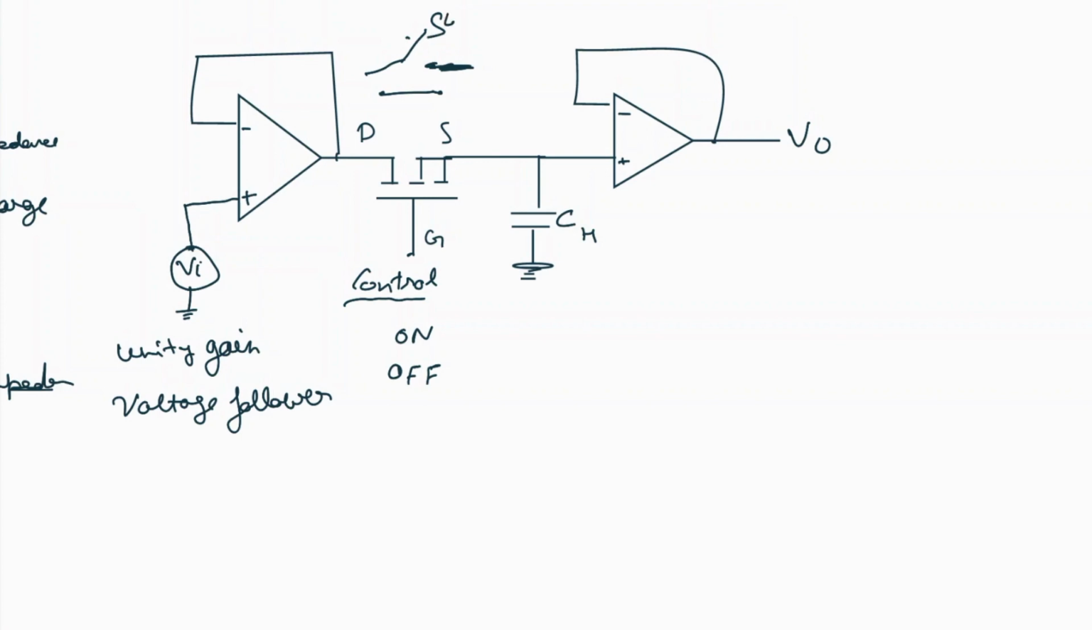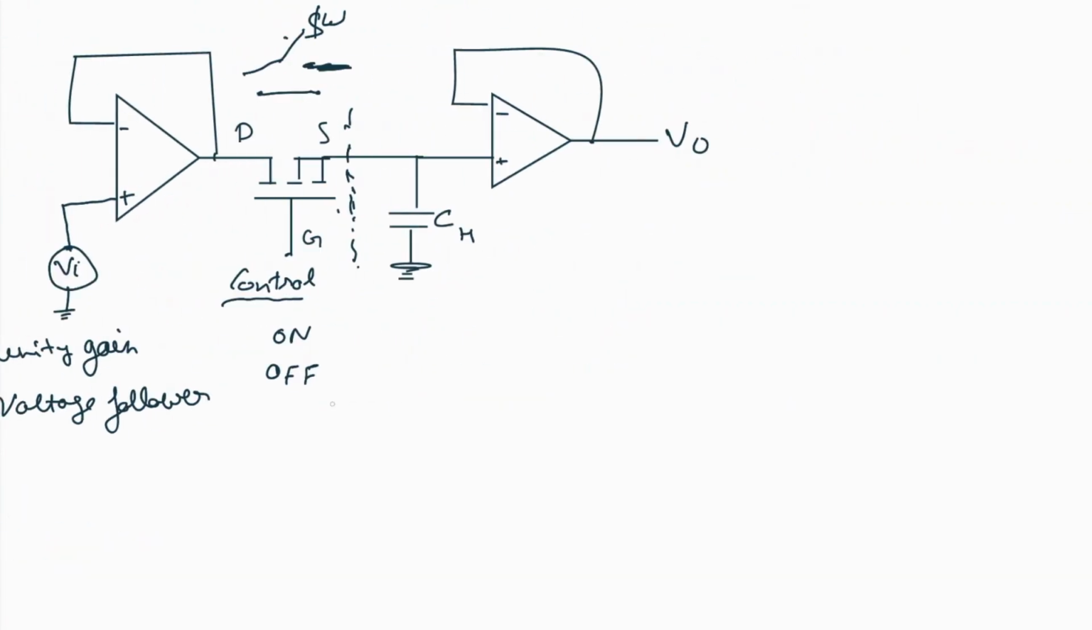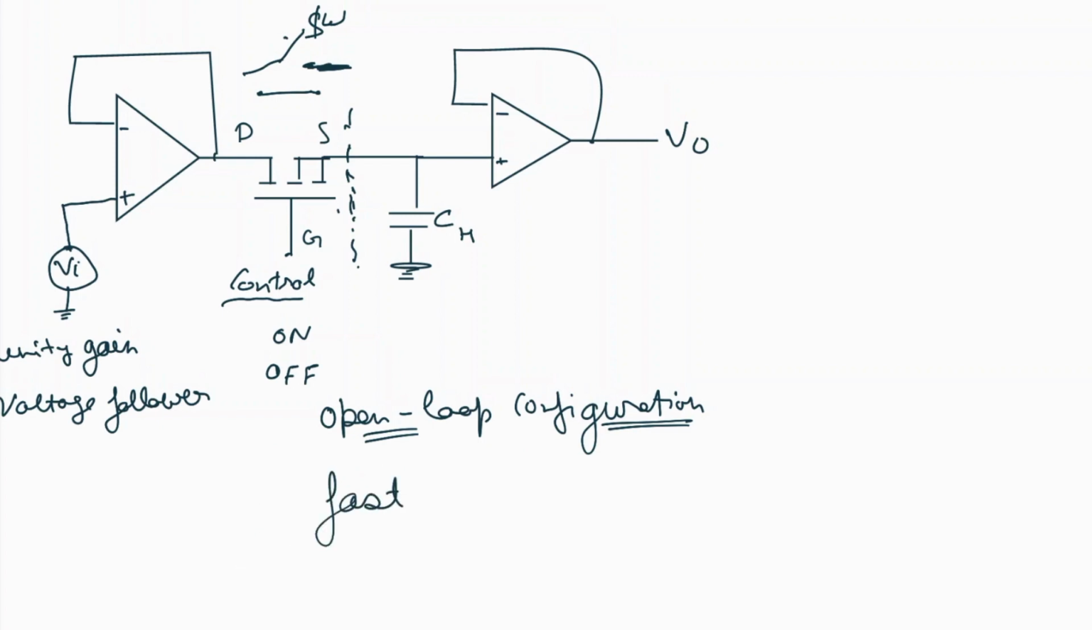Now the capacitor will see the very high input impedance of op amp 2, so it will not discharge and it will hold that value. This kind of configuration is called the open loop configuration of a sample and hold circuit with an operational amplifier. The advantage is that it is very fast, while the disadvantage is that if there is a DC offset in the op amp it will add up, so a DC offset error is present.